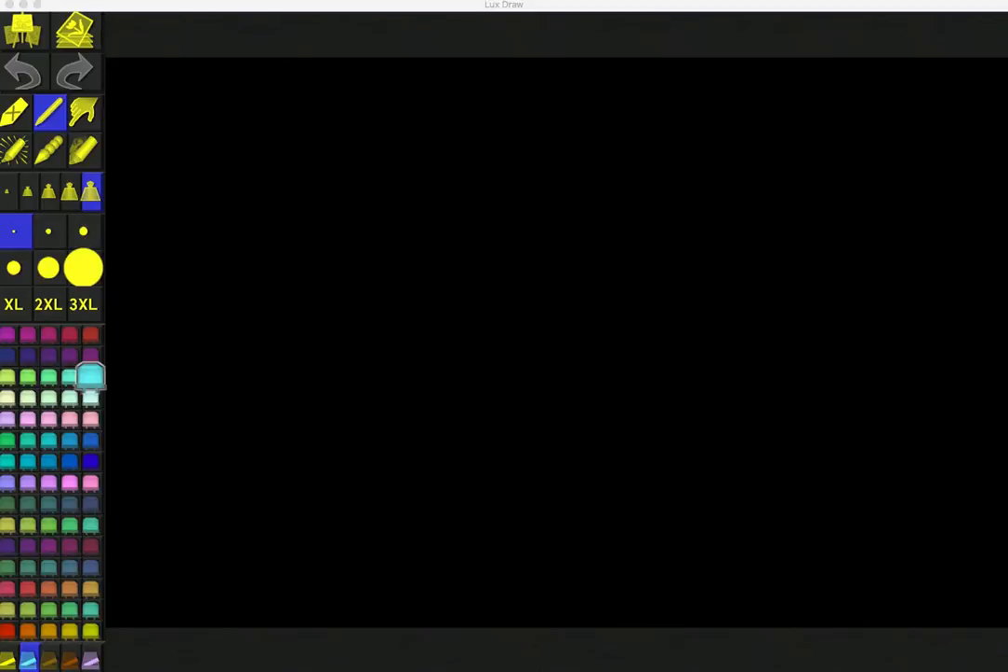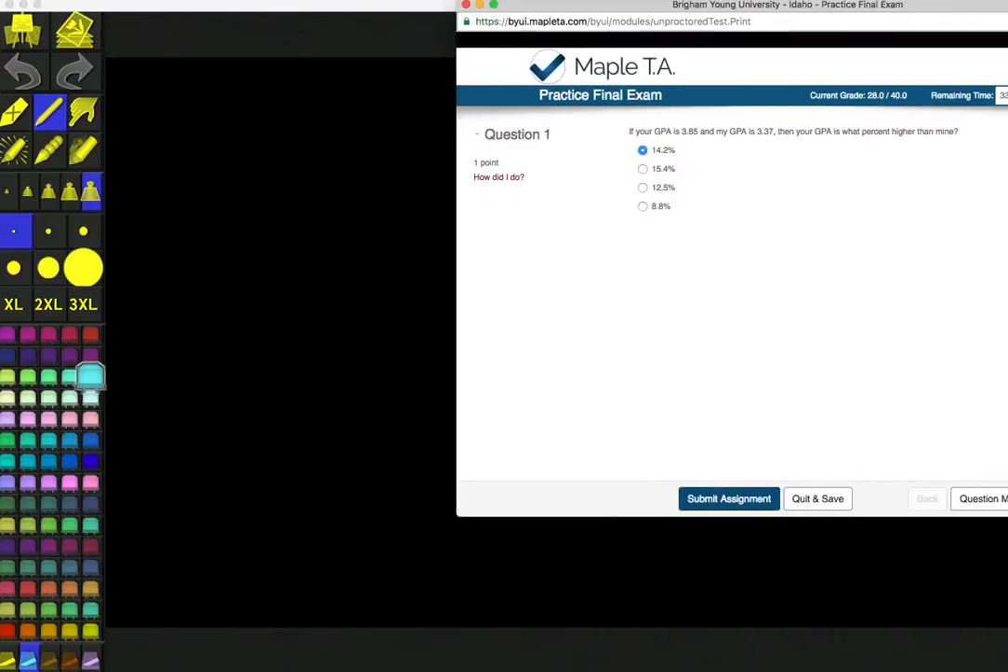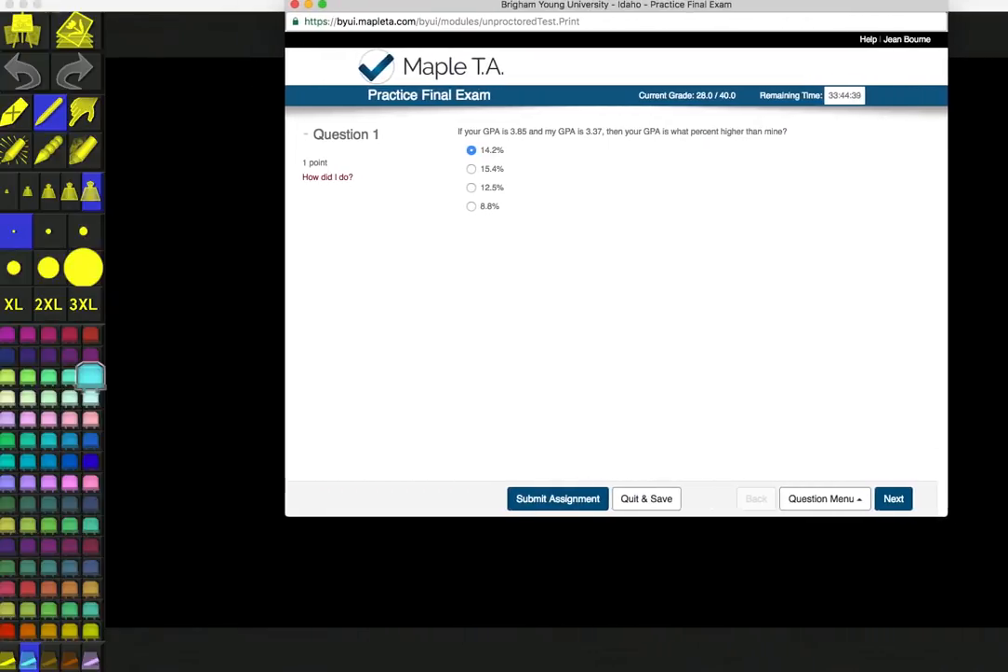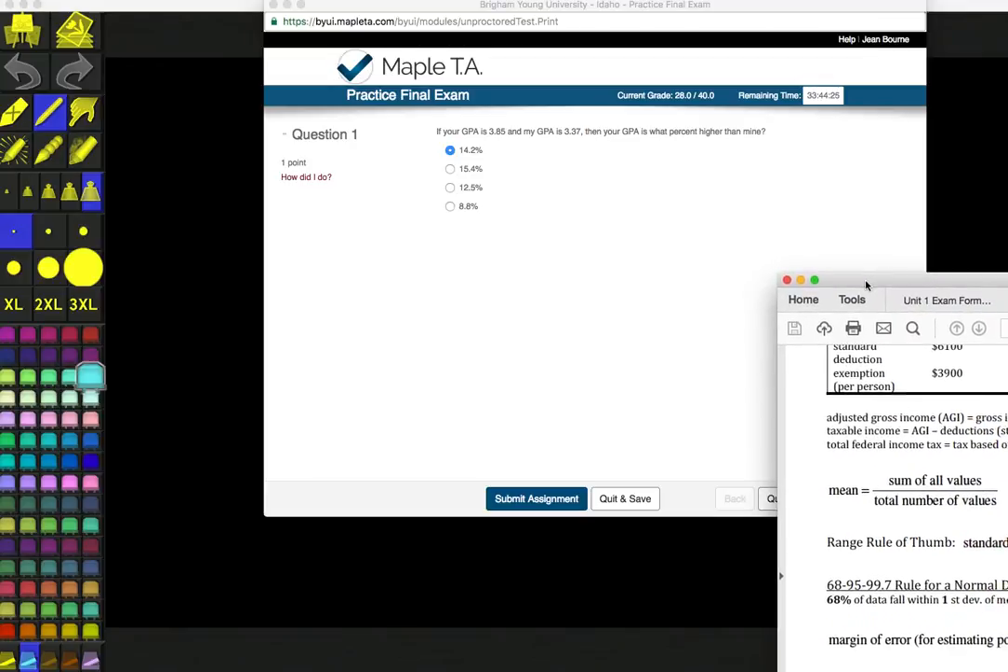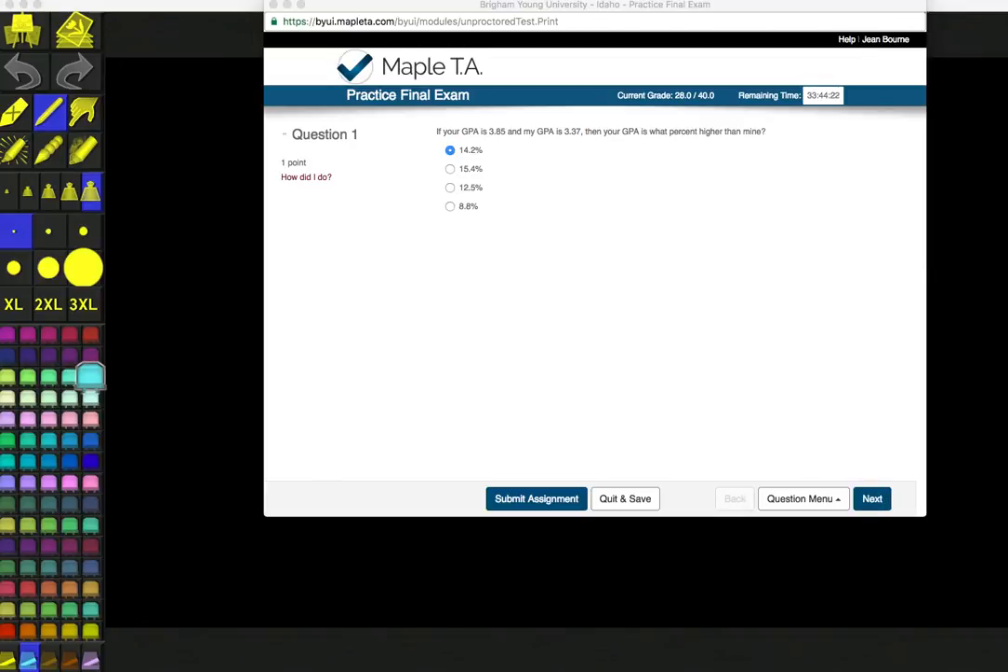So let's get started. The first thing we're going to do, if I can find my test now. I got my formula sheet, got my template. Here it is. Okay. Here's our practice final exam. First problem. If your GPA is 3.85 and my GPA is 3.37, then your GPA is what percent higher than mine? So this is something from our very first exam.